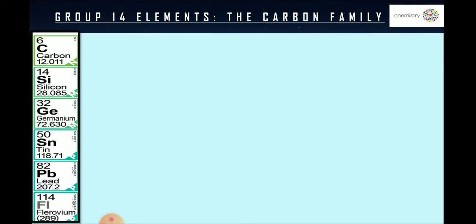Let us start with the study of group number 14 elements. It's also called the carbon family. The elements present in group number 14 are carbon, silicon, germanium, Sn. It's called tin. Sn, its Latin word is stannum. Then Pb is called lead. Its Latin word is plumbum. And the last one is flerovium. These are the elements present in group number 14.